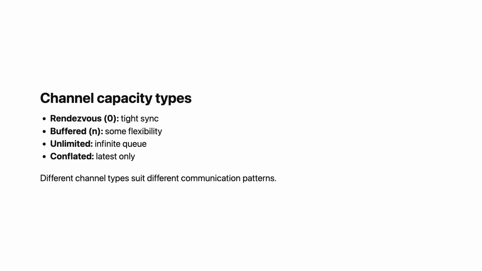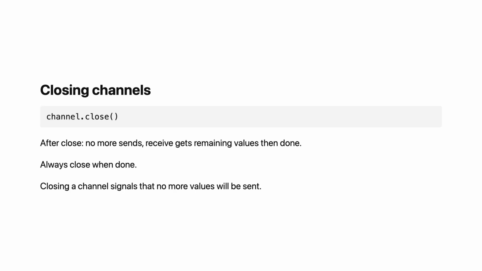Conflated channel keeps only the latest value. Channel<T>(CONFLATED). Send never suspends. Old values are dropped if not received. Choose the type based on your needs. Rendezvous for tight synchronization. Buffered for some decoupling. Unlimited or conflated for special cases.